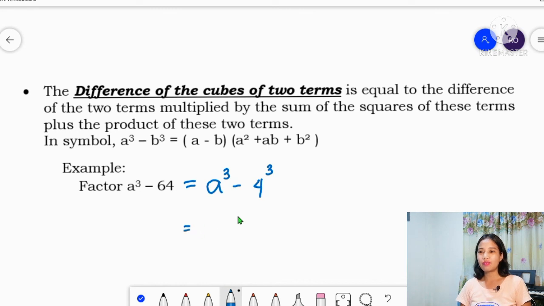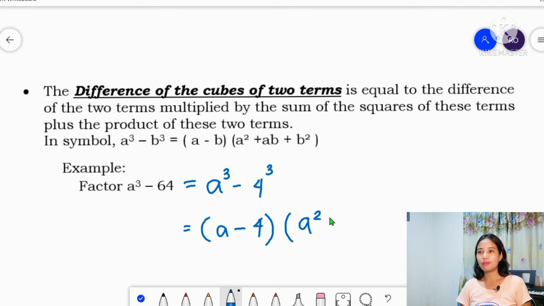Okay? So, we can now find the factors. So, the first factor, we will just copy the bases. Yung base ng first term at yung base ng second term. Okay, so the base of the first term is A. A will copy the minus sign, and then the base of the second term, which is 4. Okay, for the second factor, okay, katulad lang ng kanina, so we're going to get the square of the first term. So, ang square ng A is A squared.